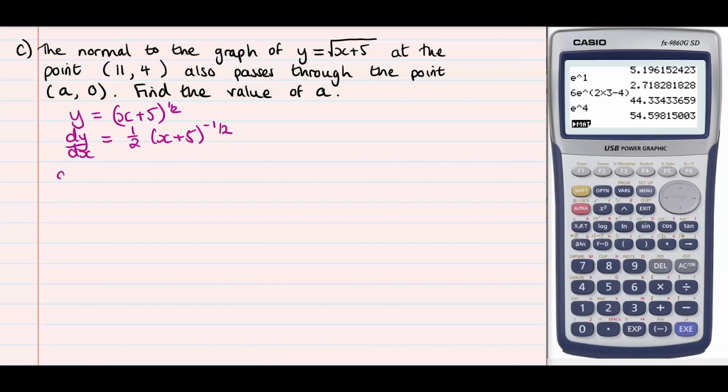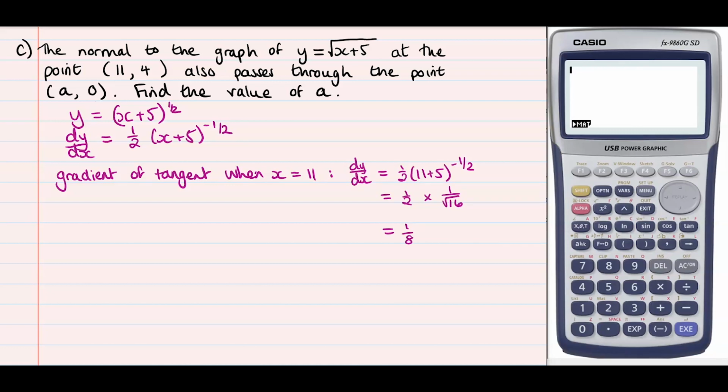So we need to find the gradient when, so the gradient of the tangent when x is 11 will be 1/8. So the gradient of the normal is the negative reciprocal of that. So negative 8. Now we know it passes through 11, 4, so we can find the equation y minus y1 is equal to m x minus x1.